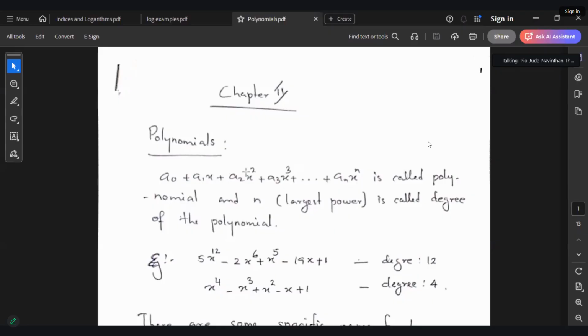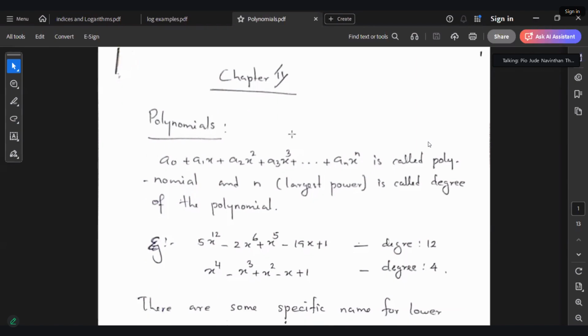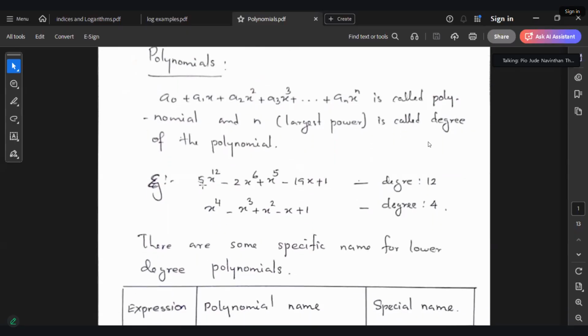Sometimes they will say degree, sometimes they will say order. Whatever it is, it is the highest power. For example, 5x12 minus, I already told you, don't expect plus. I put plus everywhere, but in a polynomial we will have plus or minus, right? So here minus 2x6. Compared with 12, the power 6 is smaller.